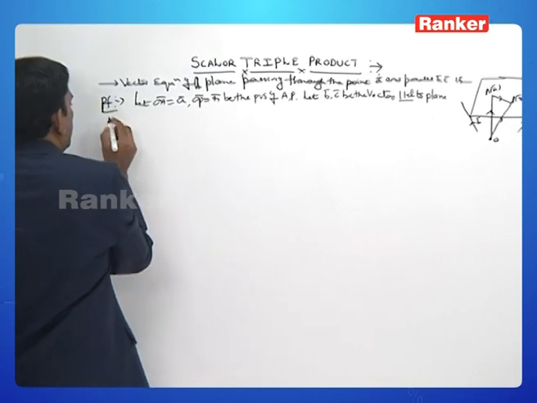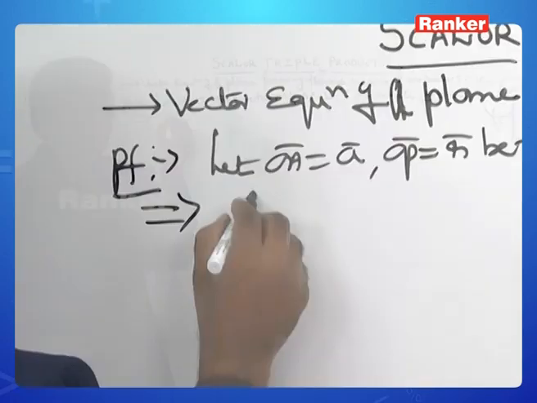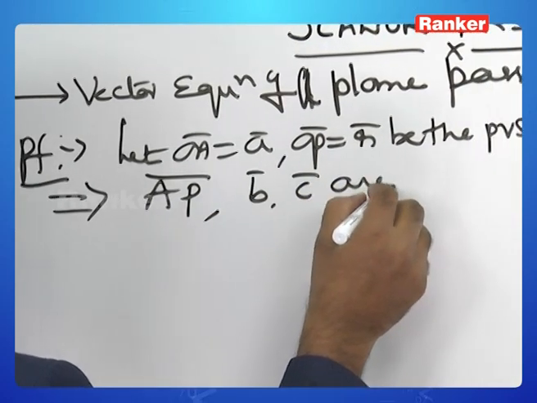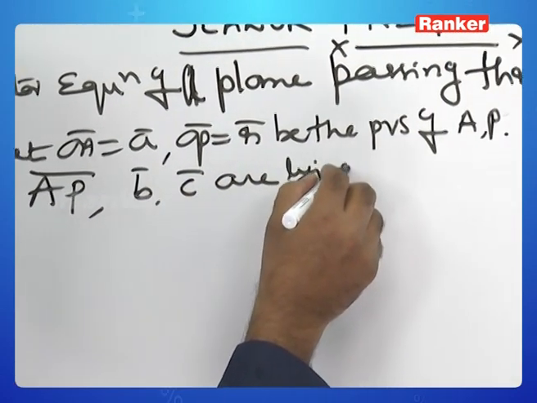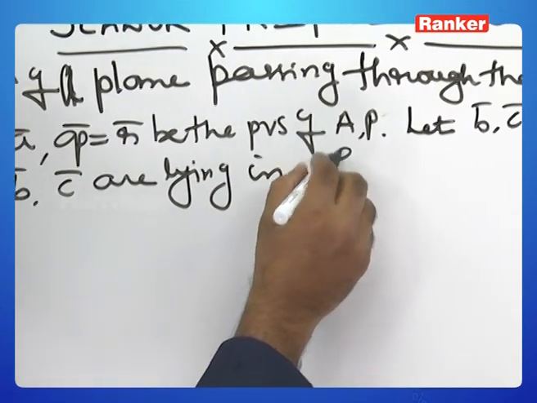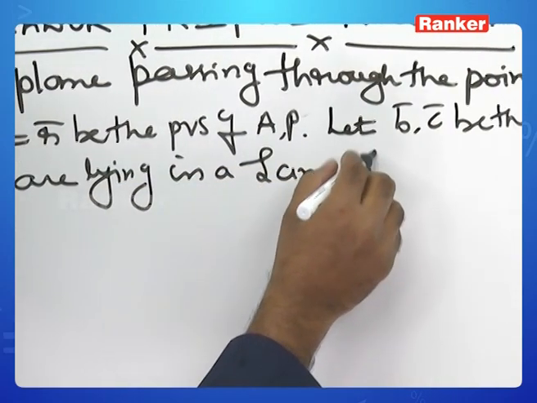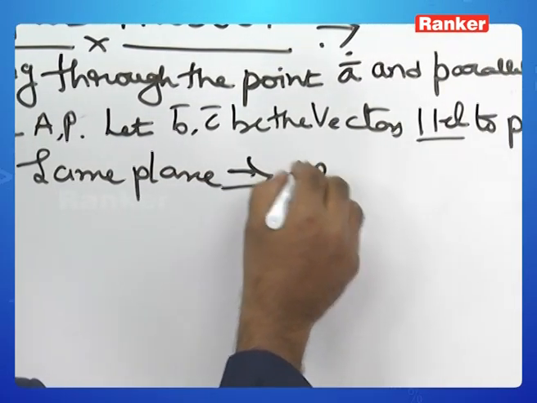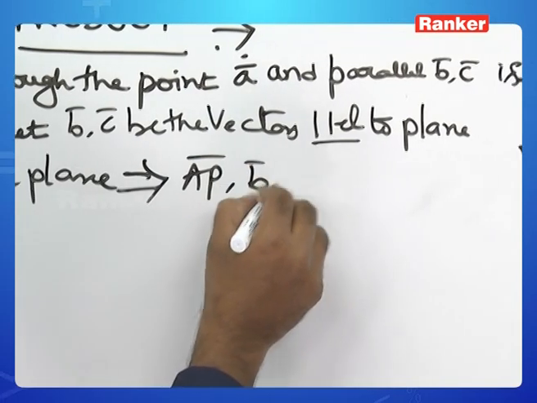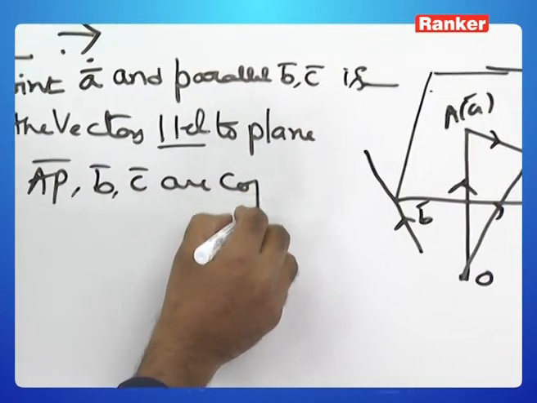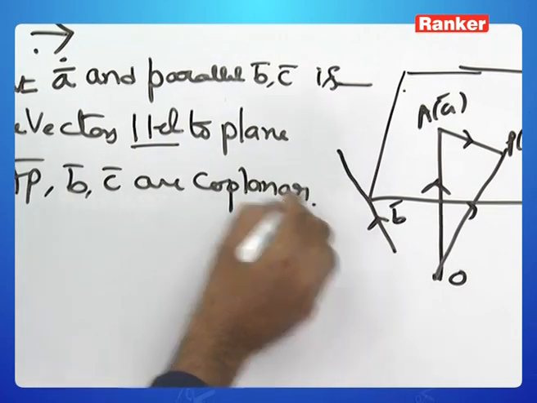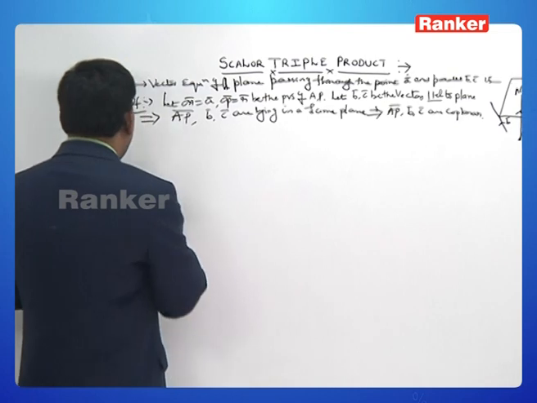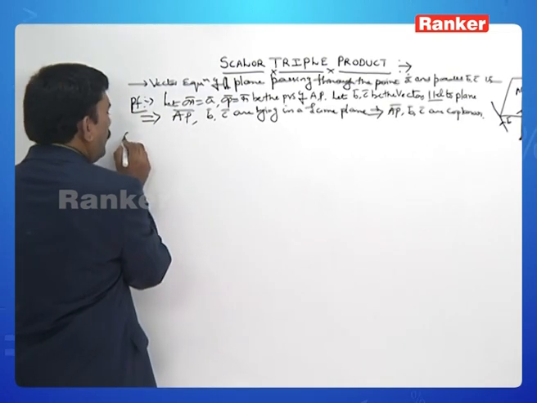Now you can very well observe that AP bar, B bar, C bar are lying in the same plane, which implies AP bar, B bar, C bar are coplanar. When they are coplanar, now I can write in one way.